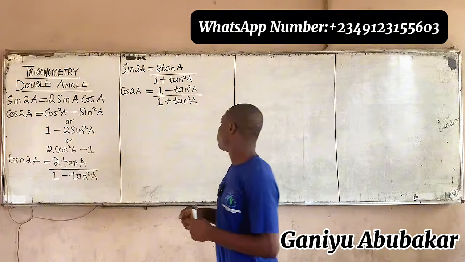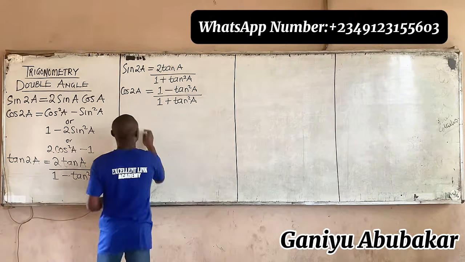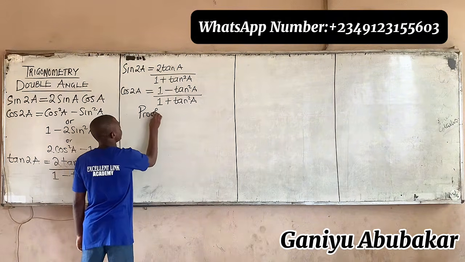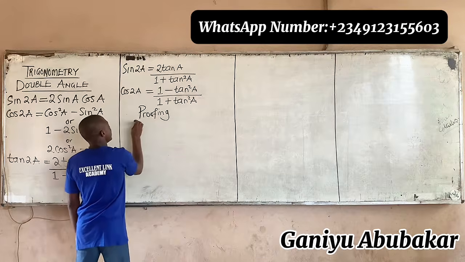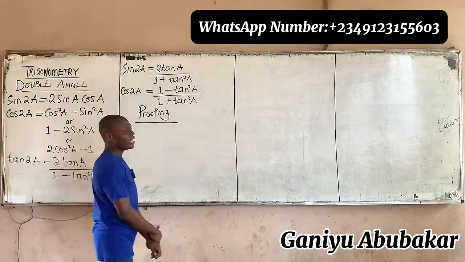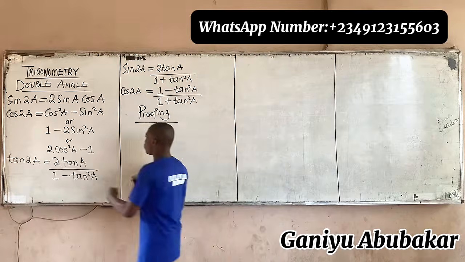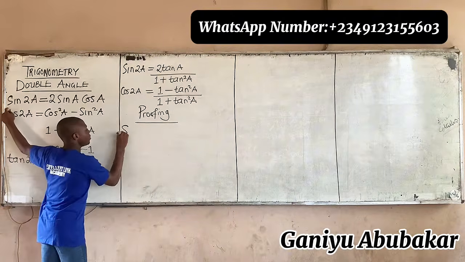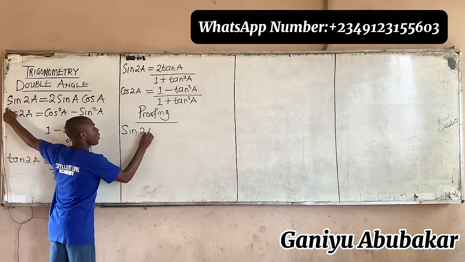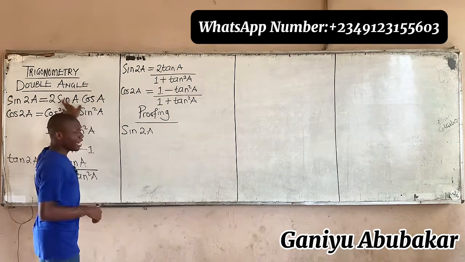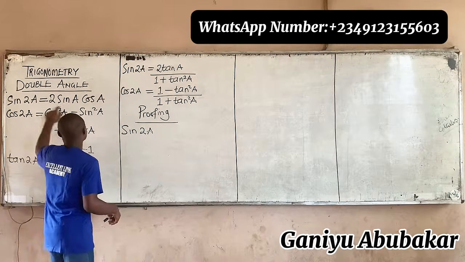Let's look at the proving concept now. Let's look at how to prove this concept, please. So let's start with the first one called the sine 2a. This is the expression here. Let's now prove why sine 2a is this.